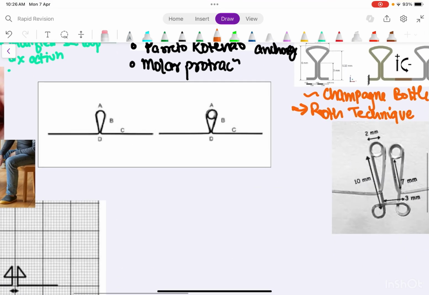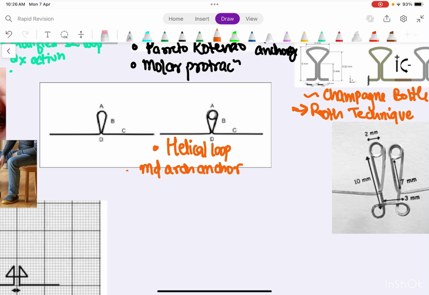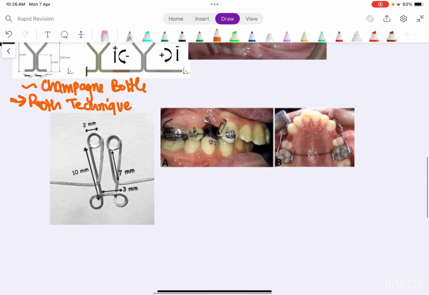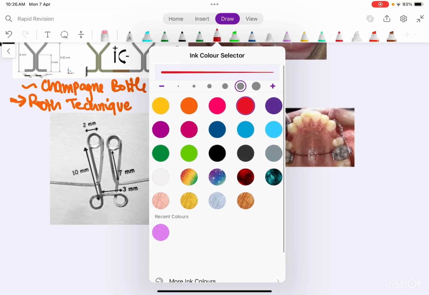Now see this one. So this is a helical loop, and it is used for mandibular arch anchorage. It's for molar distalization.